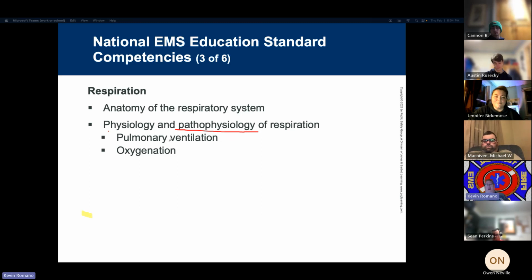So if anybody used capnography between now and then, I'm sure you guys probably saw it on the screen and said, "Oh, I know what that is." I hope. And then also looking at the pulmonary ventilation and oxygenation. That's another huge part.